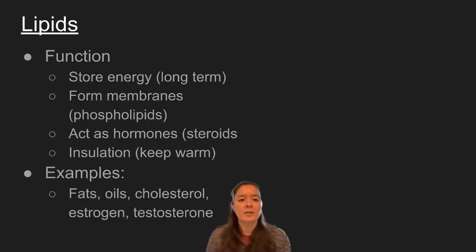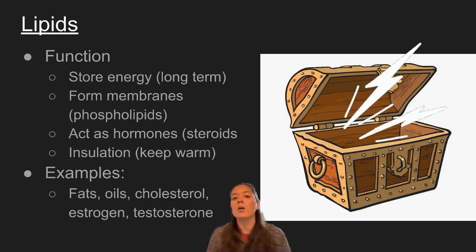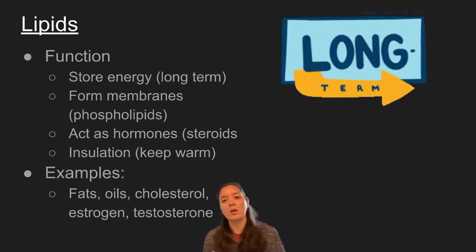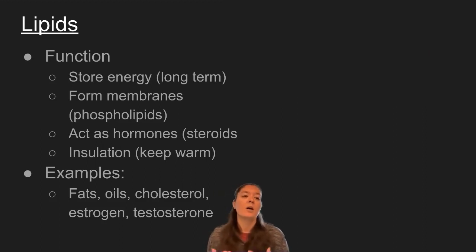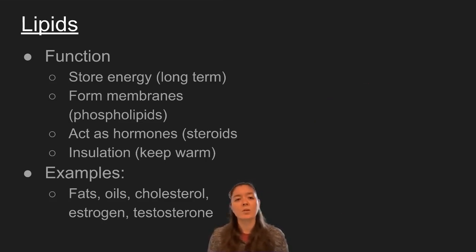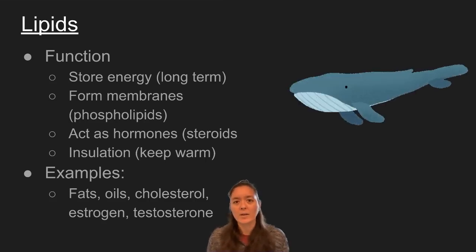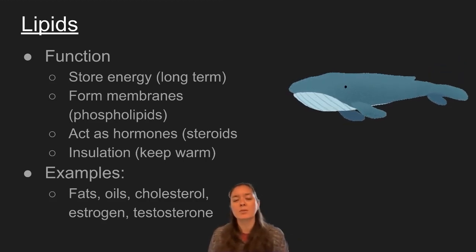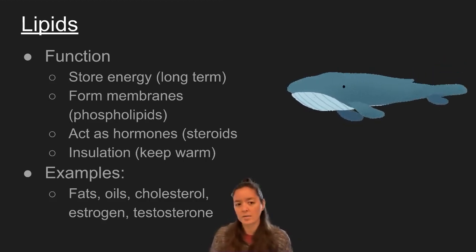The function of a lipid is to store energy, like long-term energy. So unlike the carbs that's quick, lipids is a long-term storage solution. Another important function is that they form membranes, like I mentioned with those phospholipids. They also are hormones, like steroids, and they keep us warm. They're a form of insulation. So when you think about a whale, whales have a lot of blubber and fat. Well, that fat is lipids that help keep those whales warm in the cold water.